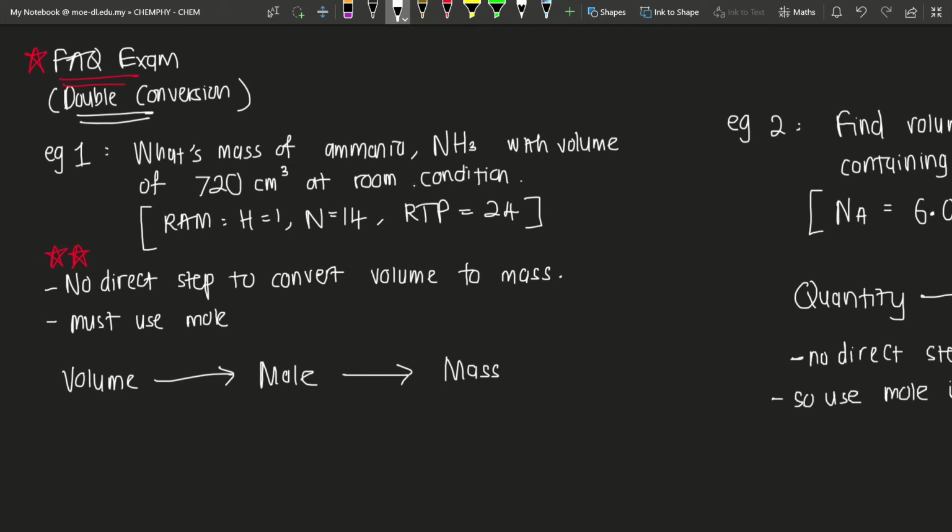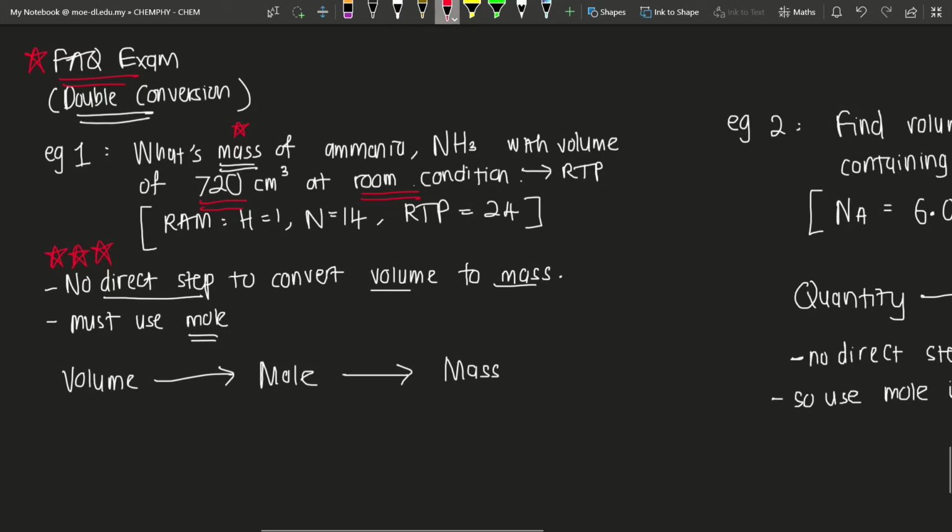So this question: what is the mass of ammonia with volume 720 centimeter cube at room condition? Room condition is your RTP. So, kalau you guys baca soalan betul-betul, soalan minta jisim ammonia. Ammonia adalah sejenis gas. Daripada isi padu 720 cm3. So, tengok star dekat sini. Sebenarnya, we have no direct step to convert volume to mass. Untuk tukar dari isi padu ke jisim, kita tak ada direct step. So, kita kena guna mole. We must use the mole instead.